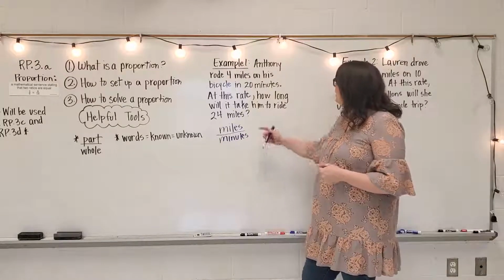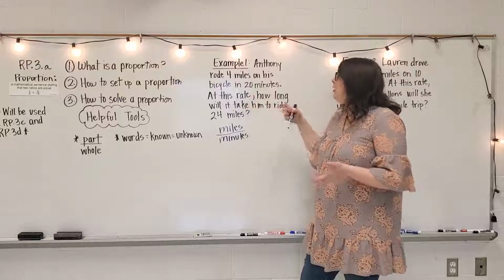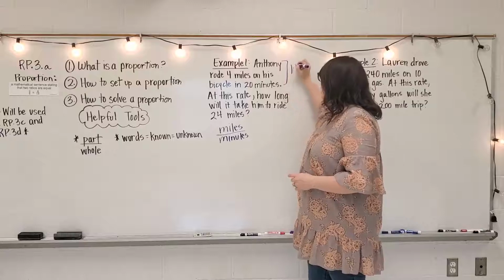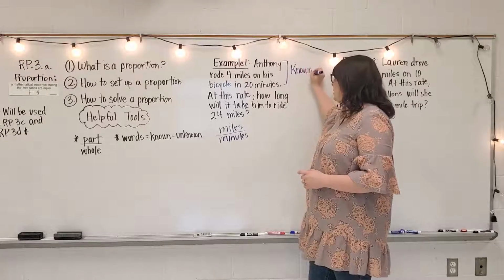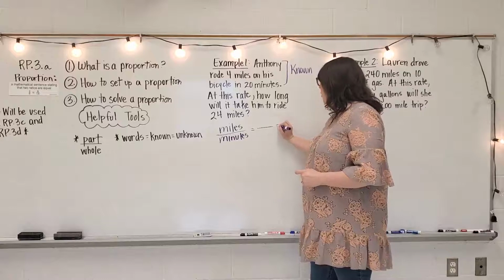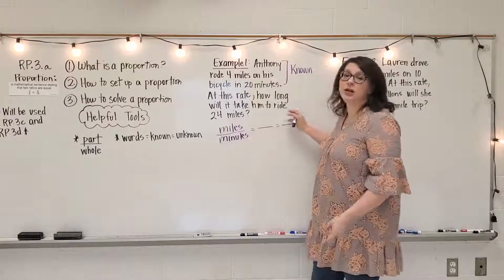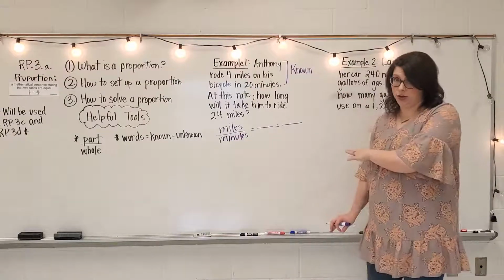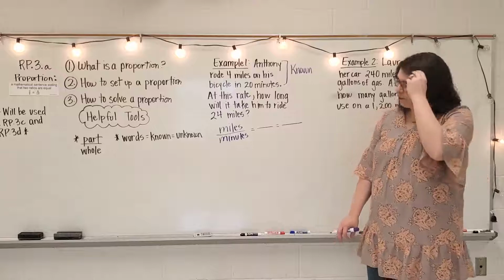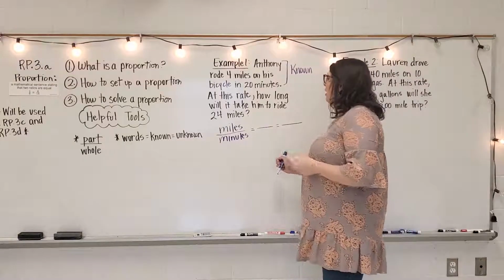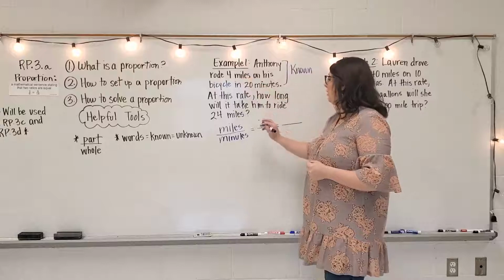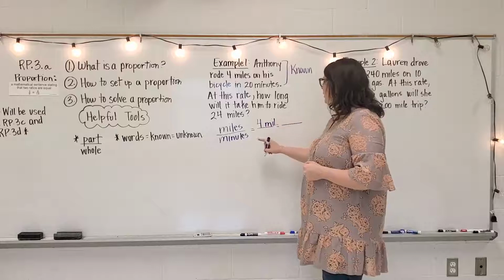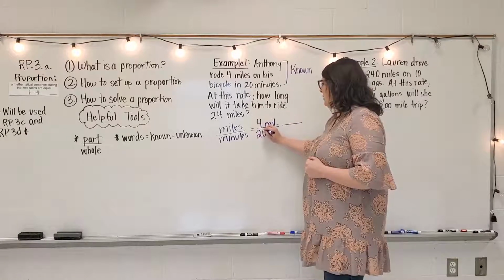It tells us that at this rate, then what will happen? This part is our known. So that's going to come next. And remember, our numerator has to be the same unit of measurement all the way through, and our denominator has to be the same unit of measurement all the way through the problem because of that order. So, how many miles do we know? Well, we know he rode 4 miles, and we know that he did it in 20 minutes. This is what we know.